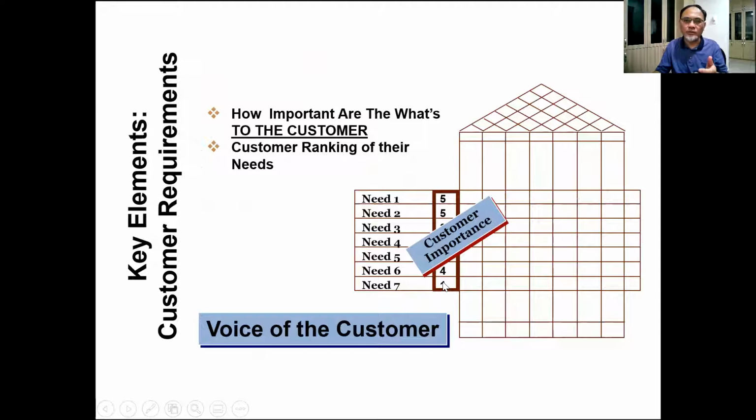This can be achieved through a questionnaire, or even the team themselves can try to look at the ranking, which are the most important ones. Basically, you want to rank the voice of customers, the needs actually expressed by the customer. So it is the customer ranking of their needs.